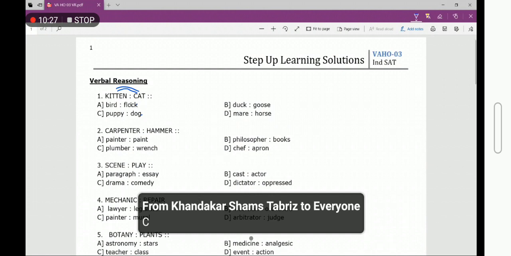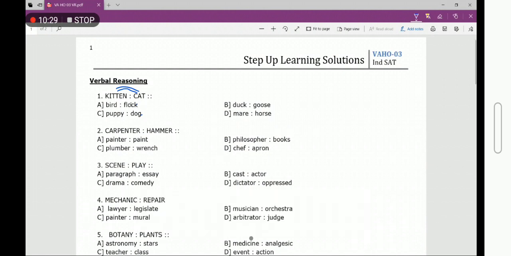Which option means the same relationship? So this tests your vocabulary as well as reasoning skills. I'll give you 1 minute. You can attempt it and then we'll discuss.